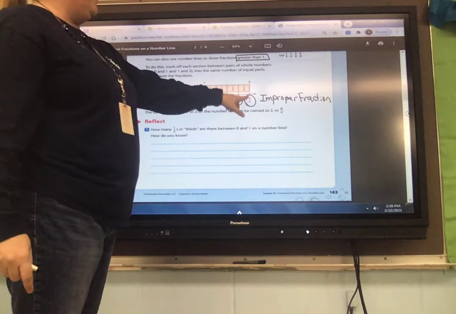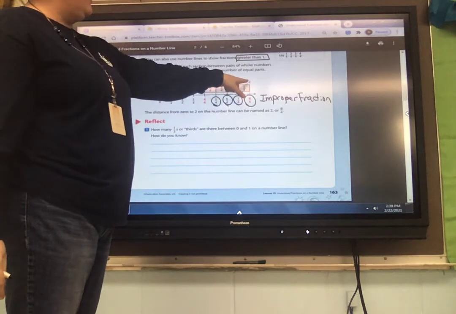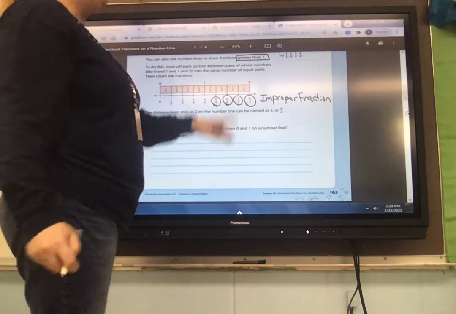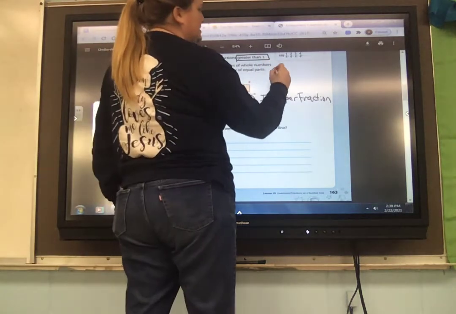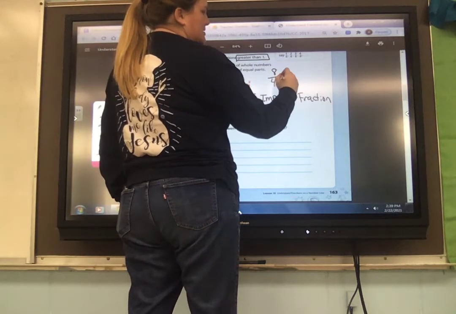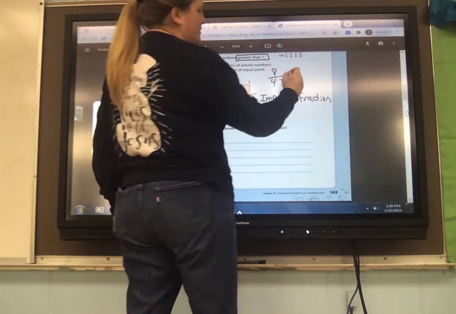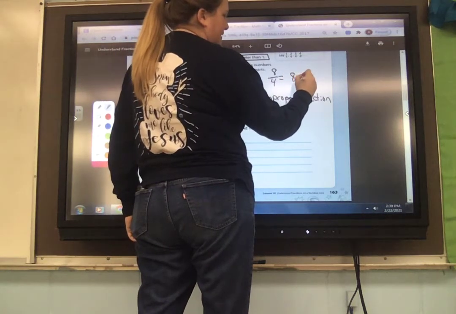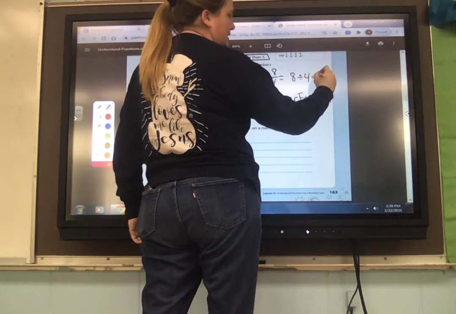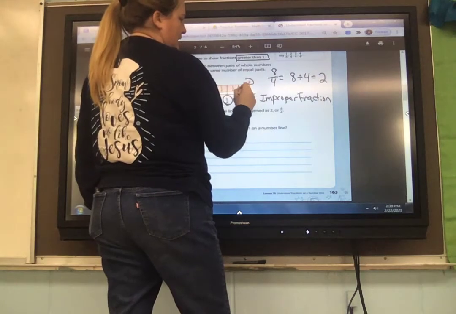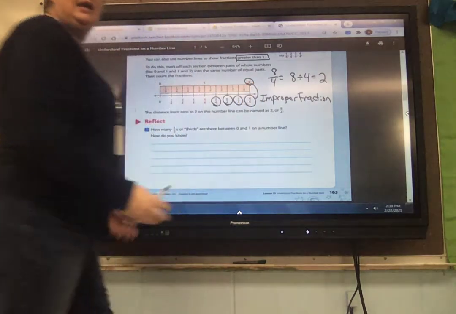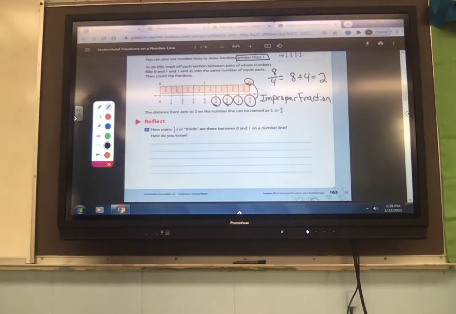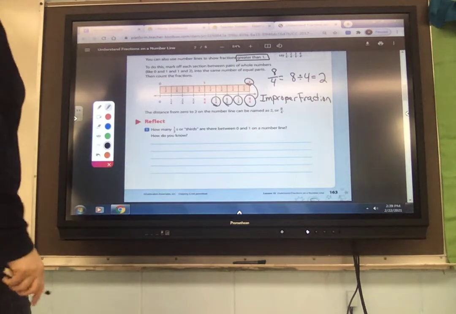8/4, look, 8/4 is the number 2, the whole number 2. We think of fractions as division problems. So what does 8/4 mean? It means 8 divided by 4, which we know is 2. That's why these equal each other. A fraction is just a fancy way of making a division problem.